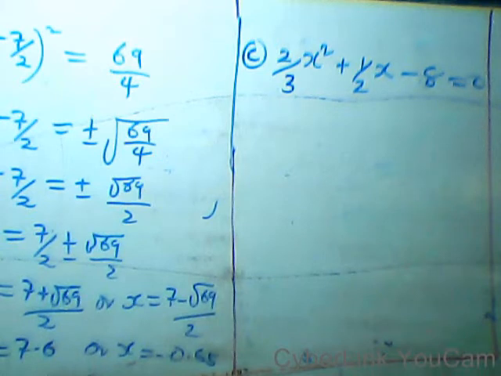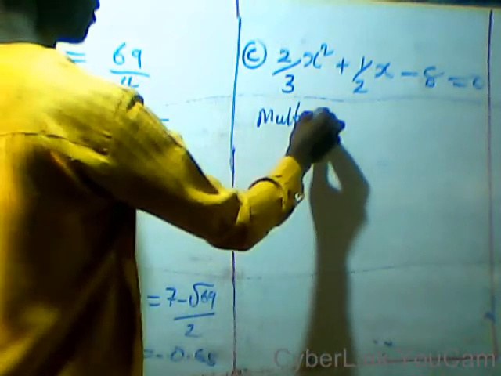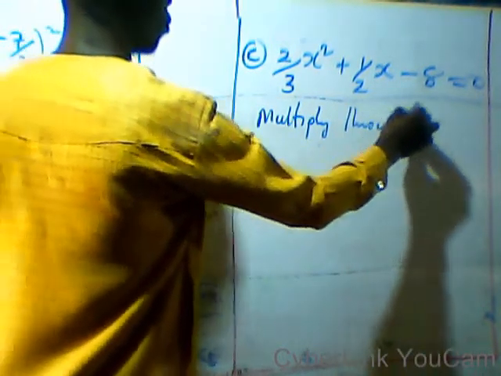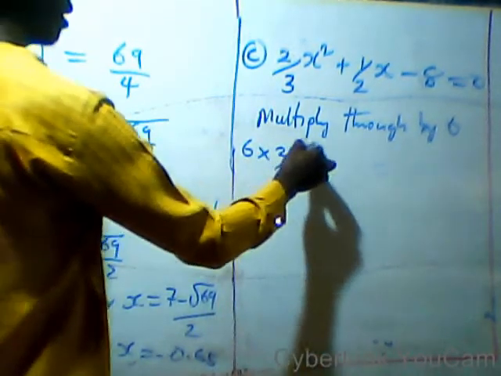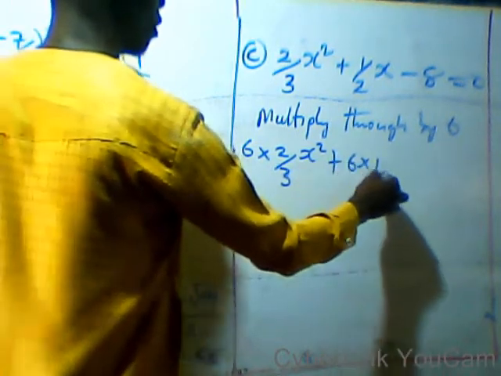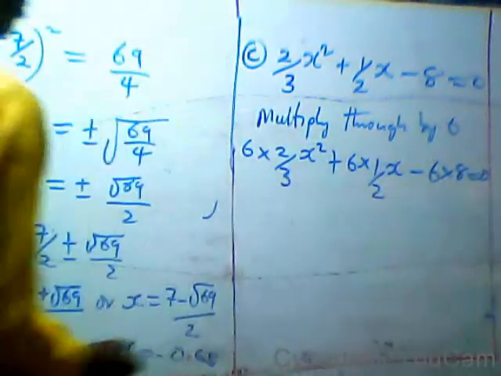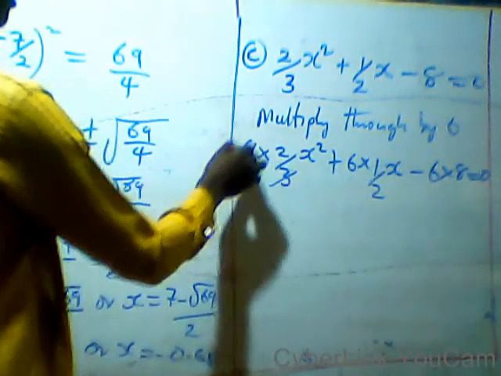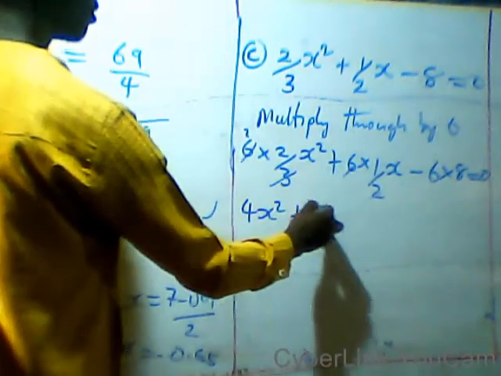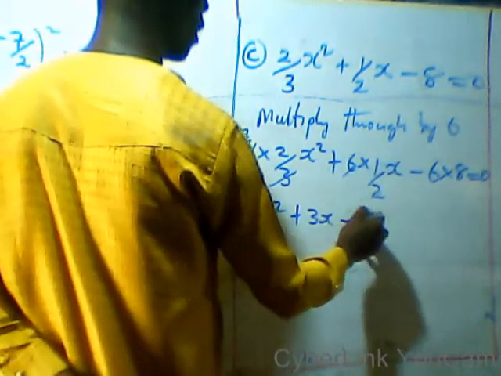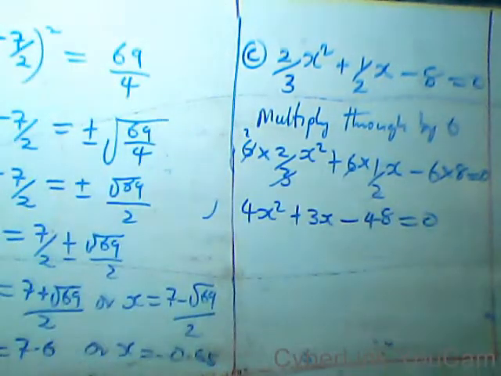The LCM of the denominators here is 6. So if you multiply each term through by 6, you are going to have 6 multiplied by 2/3 x squared plus 6 times 1/2 x minus 6 times 8 is equal to 0. Of course, here we have 2, that means we have 4x squared. Here we have 3, that means we have plus 3x. Then here we have what? Minus 48 is equal to 0. So that's what we have.